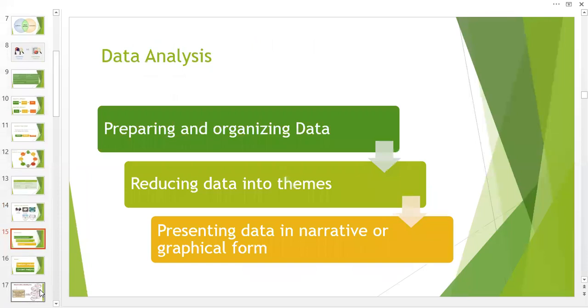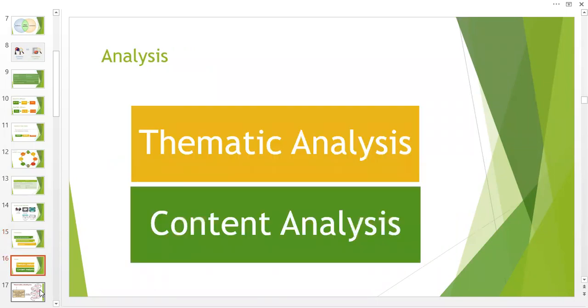Data analysis. The first step is preparing and organizing the data and reducing the data into themes. At the end, we present the data in narrative or graphical form. In qualitative research, the analysis is done in repeated cycles. The two most commonly used analyses are thematic analysis and content analysis.